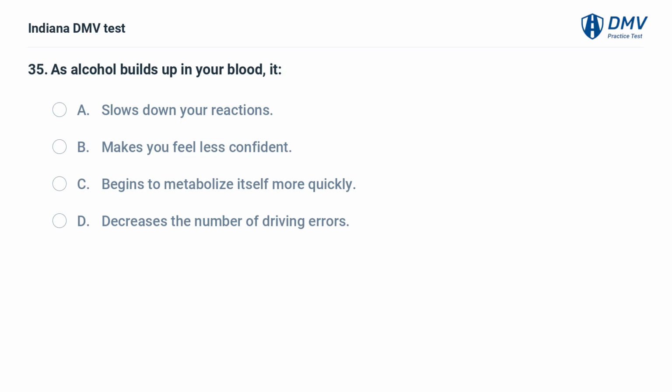As alcohol builds up in your blood, it A. Slows down your reactions. B. Makes you feel less confident. C. Begins to metabolize itself more quickly. D. Decreases the number of driving errors.